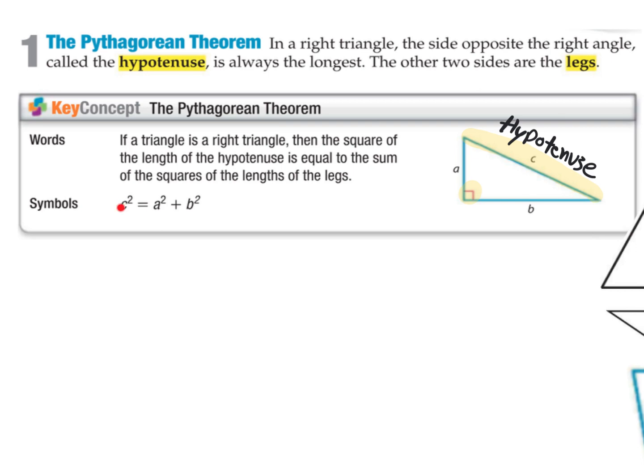Now, the book writes it c squared equals a squared plus b squared. For some reason, when I was in high school, we would always write it a squared plus b squared equals c squared, okay? And what are a and b? What are the values of a and b? They're simply the shorter sides. Here's one shorter side, here's the other shorter side, and the hypotenuse is the longest side.